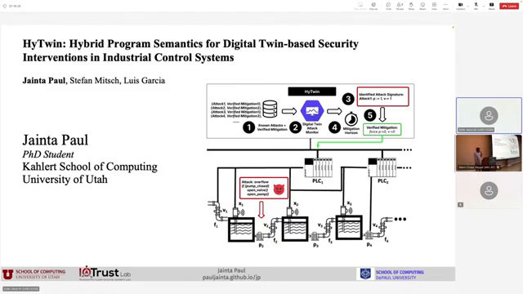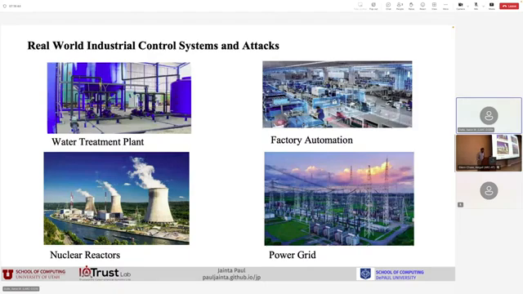So today I am going to present our work HyTWIN, hybrid program semantics for digital twin-based security interventions in industrial control systems. Our lives actually depend a lot on industrial control systems, like the water treatment plants give us fresh water, and then nuclear reactors, power grid, they give us electricity, and also the factory automations, they are useful too in our lives.